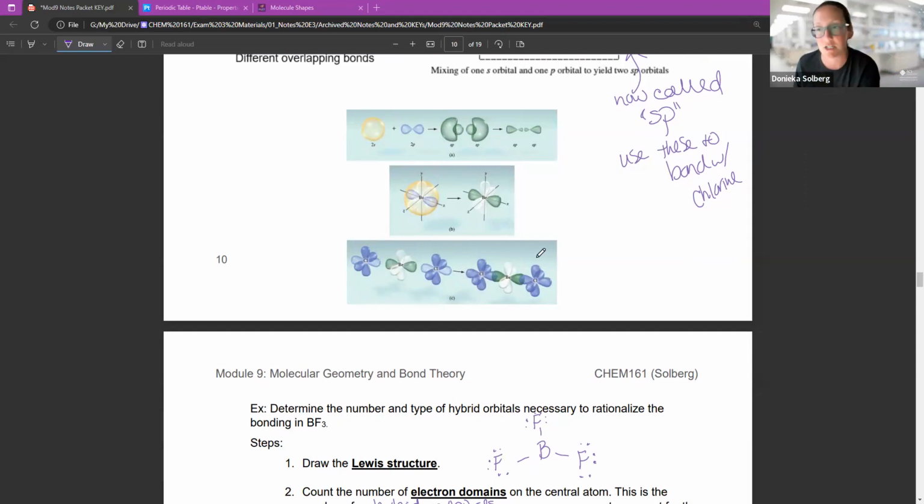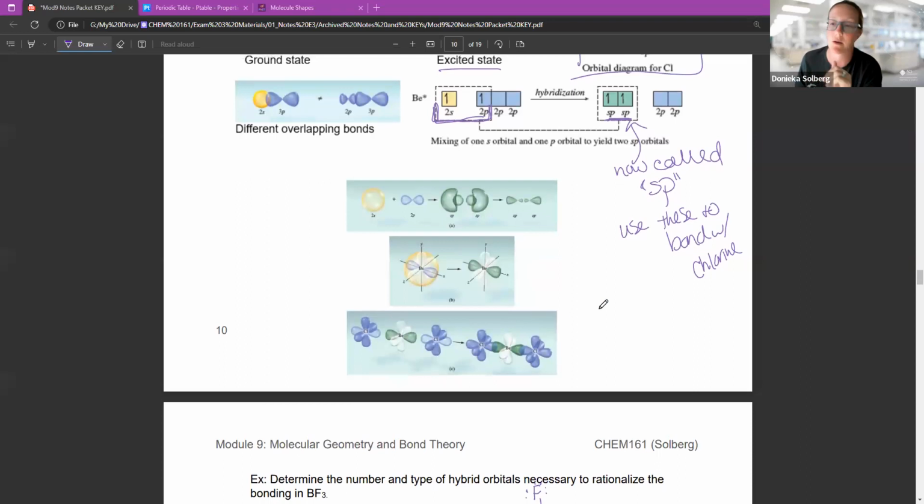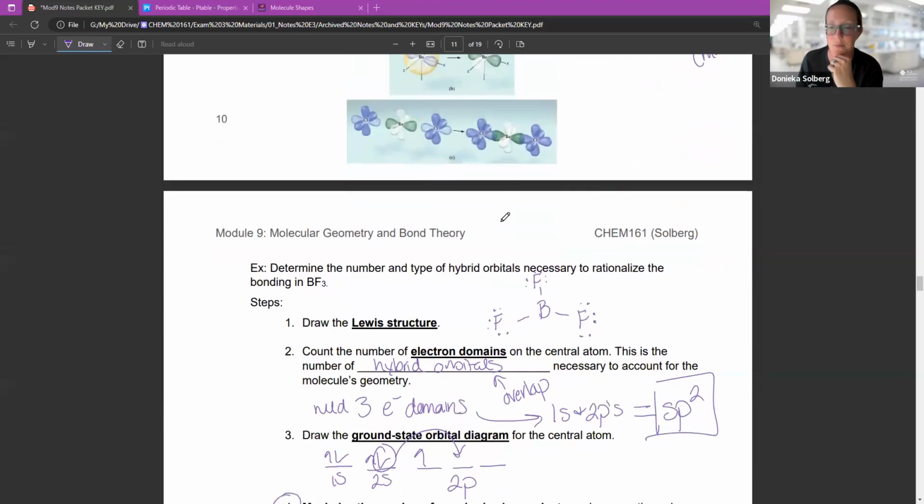You get 180 degrees. Now you do not have to be able to explain all of this. You just have to be able to tell me that it is sp hybridized. So I'm going to go into a couple more examples, then I'm going to tell you an easy way to figure it out.